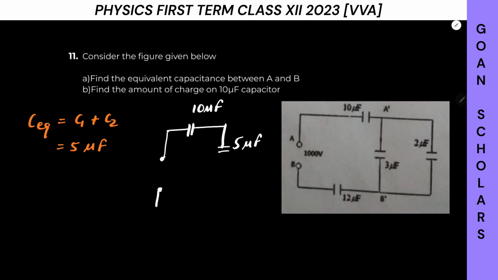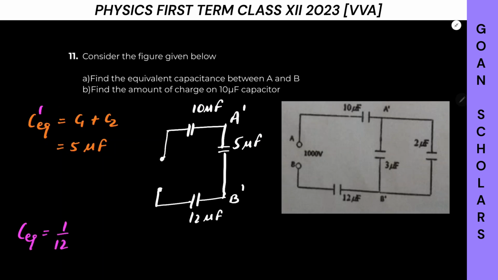And finally we have here a 12 microfarad and this is connected here. And this is A dash, and if you are confused, this is B dash. So between A dash and B dash, we got 5 and this is 12. Now all of them are in series. So what is our formula for series? Let's call it C equivalent of this whole circuit.